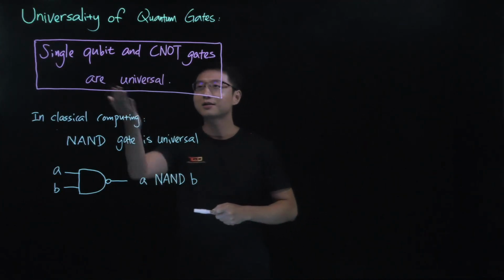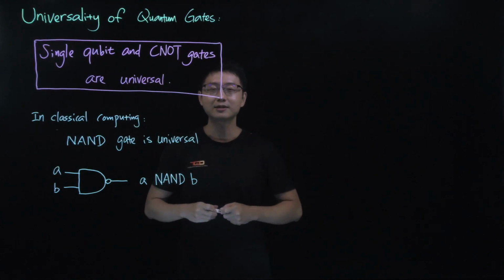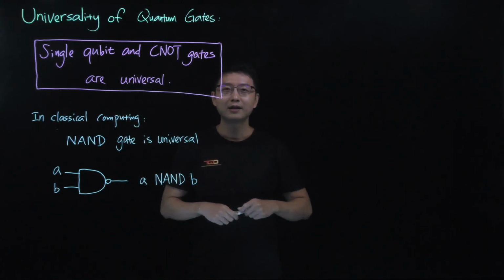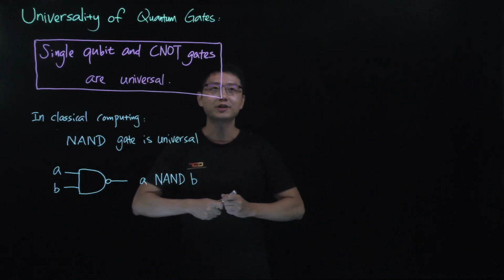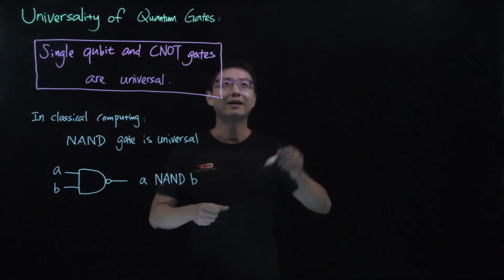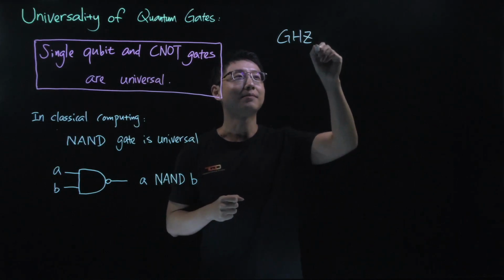While the proof of this goes beyond the scope of this course, we will refer you to some references at the end of this lecture. Here, rather than showing the proof, let me just show you another demonstration. For example, in the case of 3 qubits, there is a famous state called the GHZ state. Let me write it down.